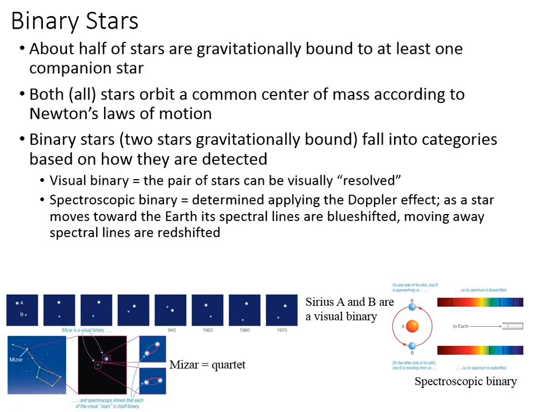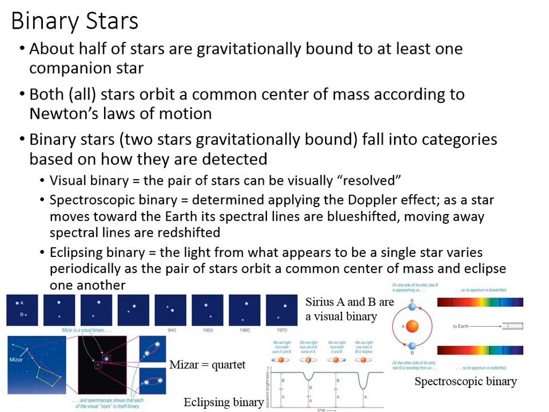You're seeing the spectral lines move to the short wavelength when it's moving towards you, a blue shift, and to a long wavelength when it's moving away from you. The last one might ring a bell. Remember we said, how do you find planets around other stars? This is one of the methods. So this is very similar, but in this case, it's a pair of stars.